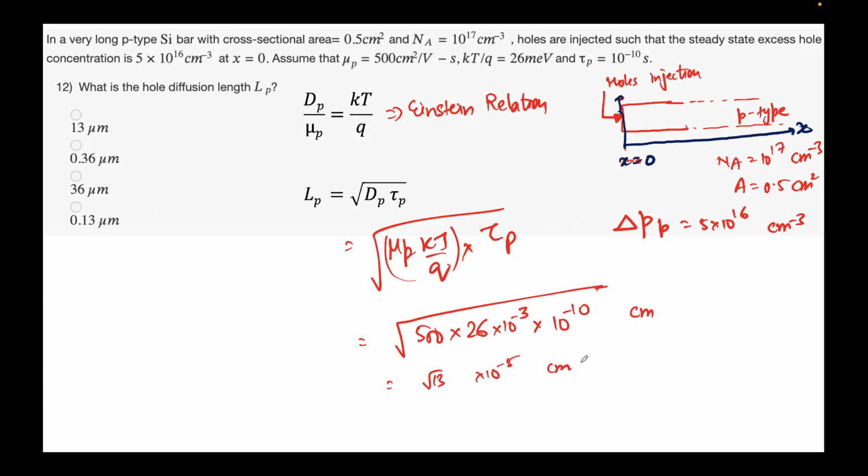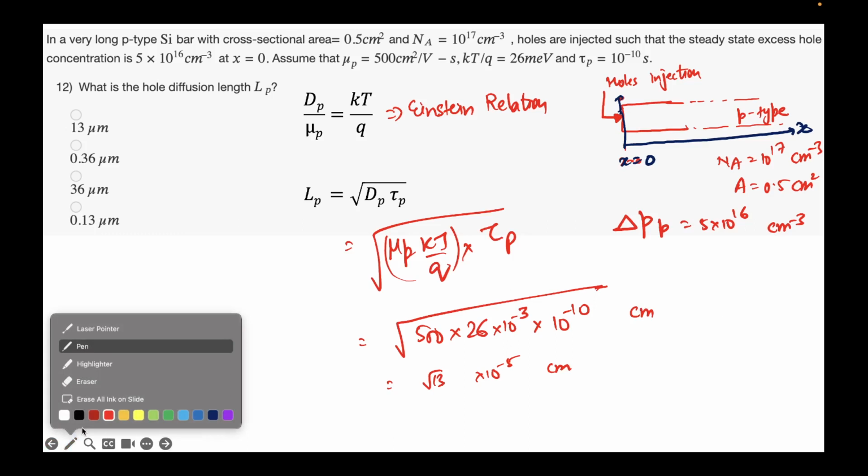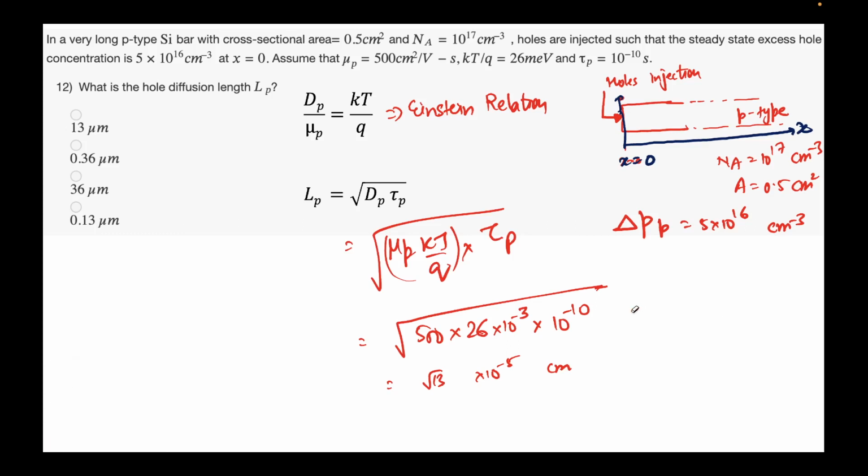Yeah, mu is in centimeter square per volt, but you have taken kT by q as electron volt. Oh, sorry, yeah, you're correct. The volts and volts have to cancel out, so I made a mistake. Thank you. So this E also has to come, correct. An E factor also has to come. Okay, so let's just see if everything is correct.